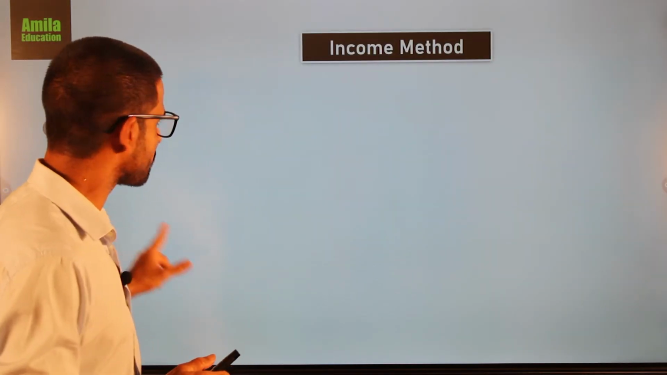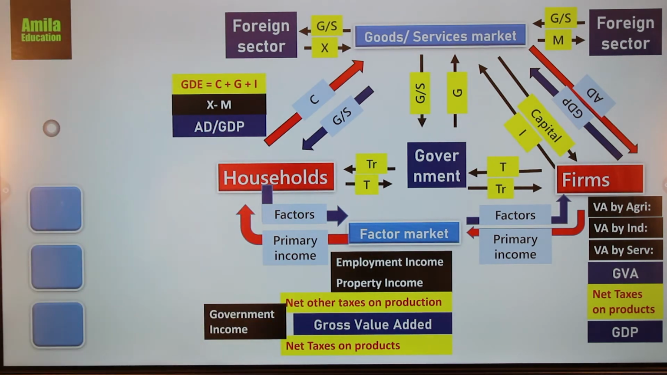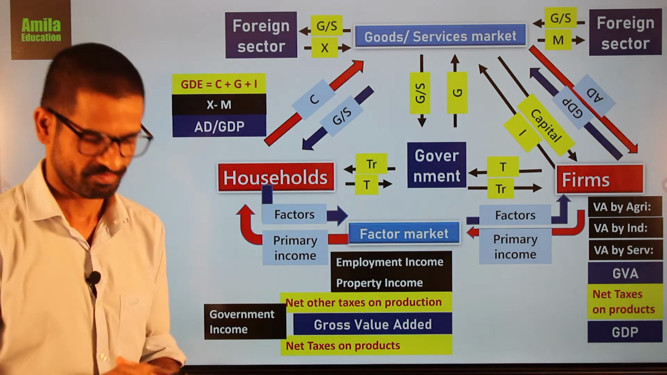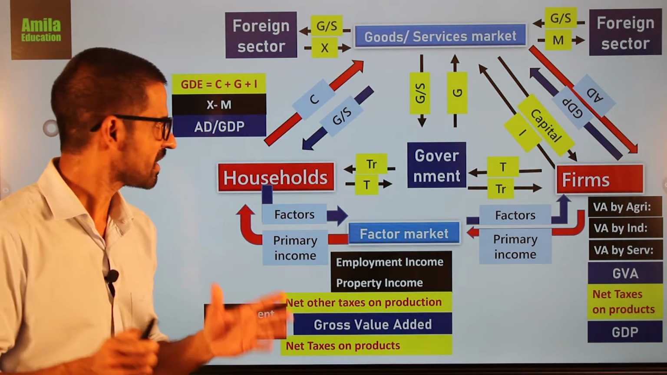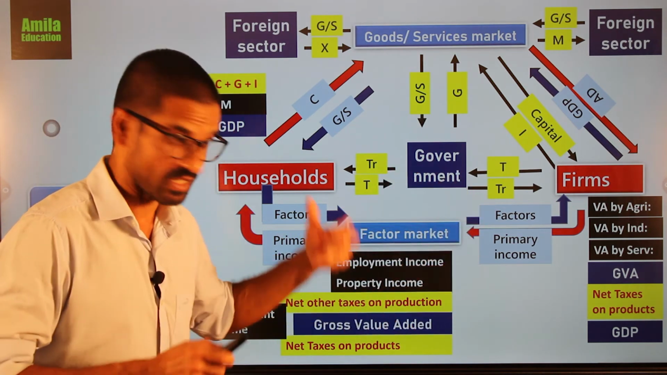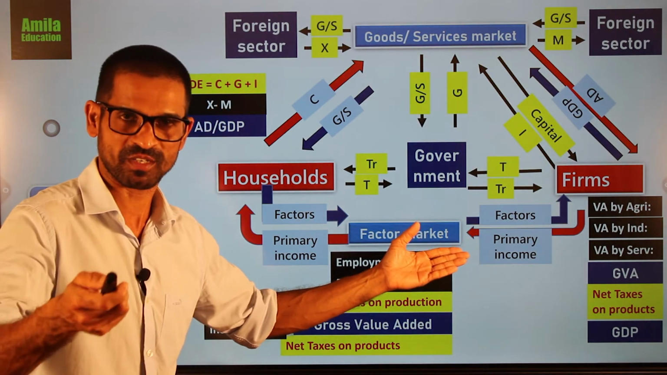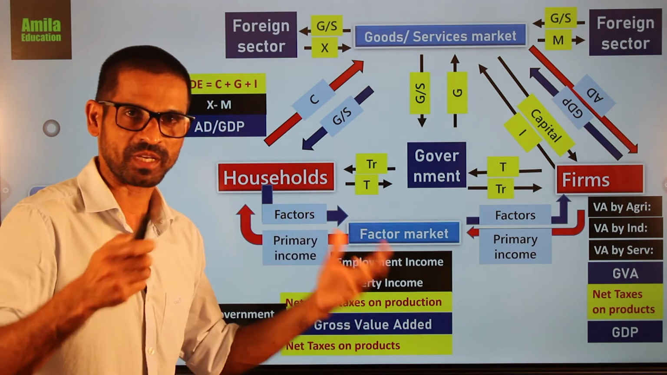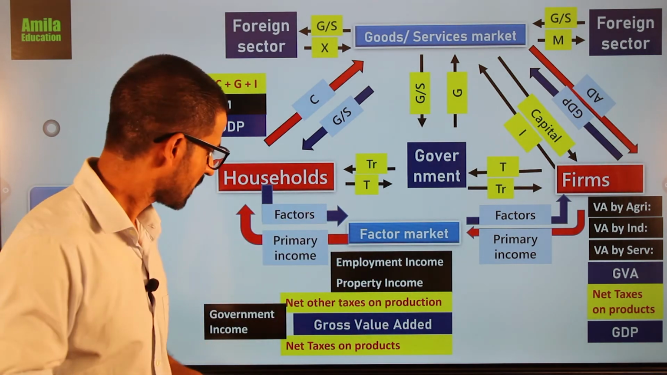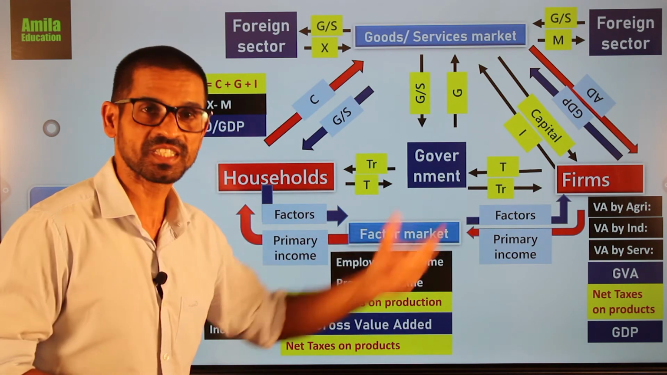In the income method, you observe how you reach GDP. You had employment income, which is the payment for labor, then property income, which is the payment for land, capital and entrepreneurship, and then government also receives income out of this GDP.